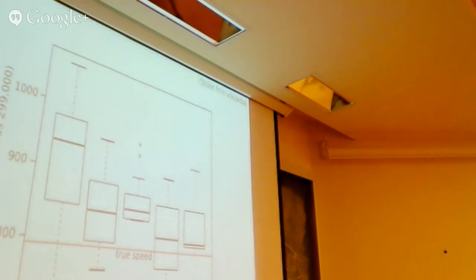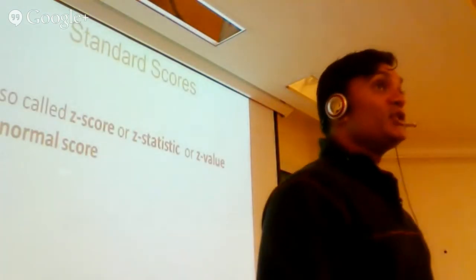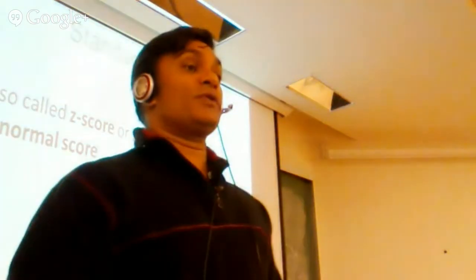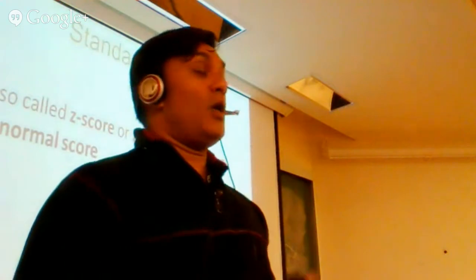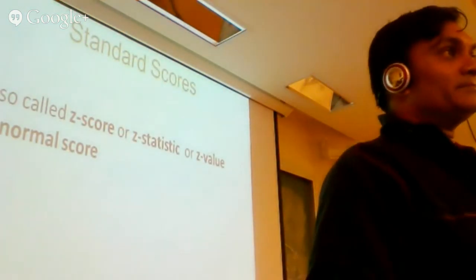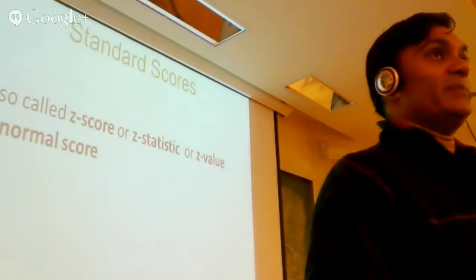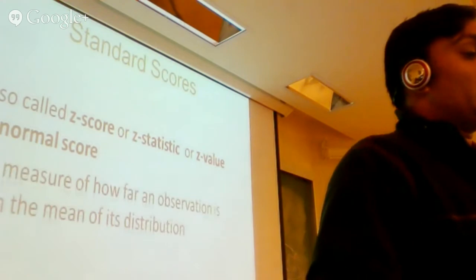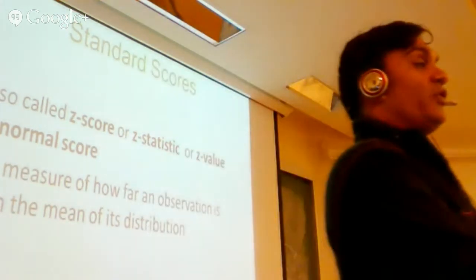Right? So moving on to standard scores now. I mentioned that a standard score is also called a z-score, also called a z-statistic or a z-value or a normal score. All it is is the number of standard deviations that your particular thing is from the mean. That's all it is. So it's a measure of how far a particular observation is from the mean of its distribution.